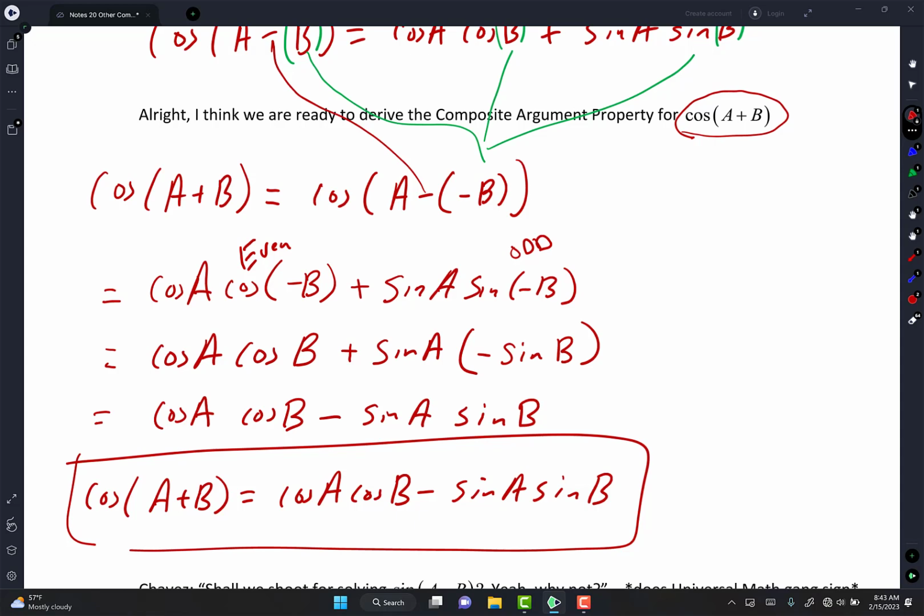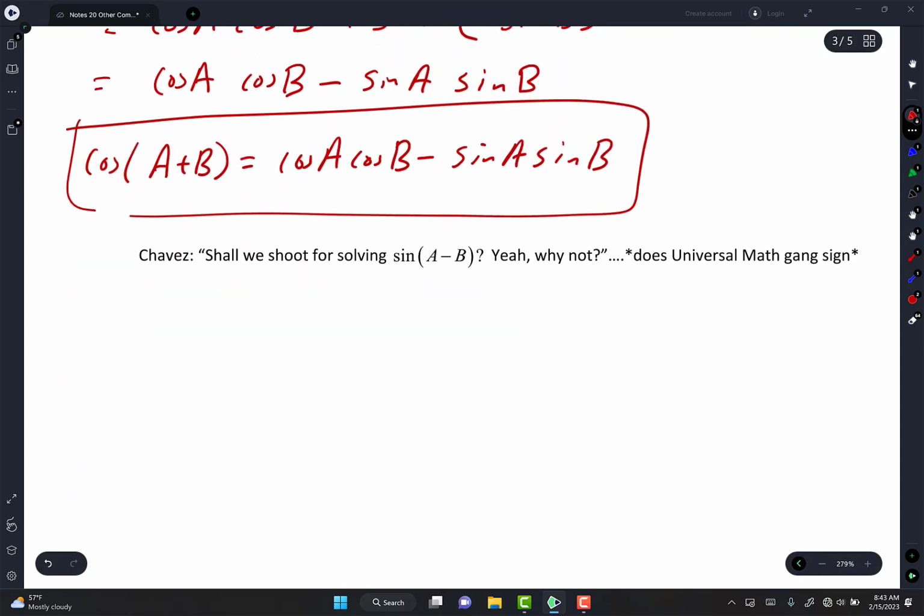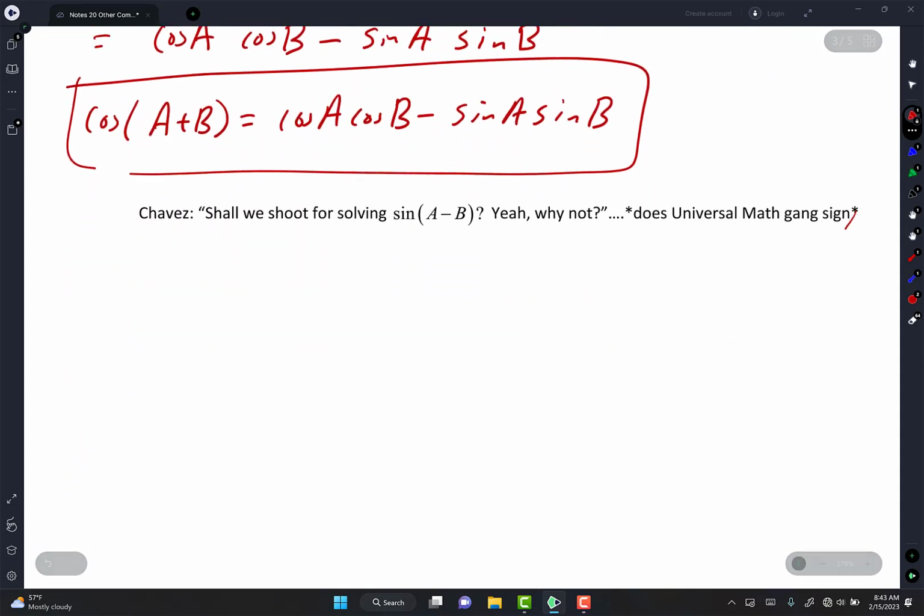These are the type of questions that UH gave. Okay, ready? And I know it says, does Universal Math Gang sign? At the time, I thought I was being funny. Delete that. All right.